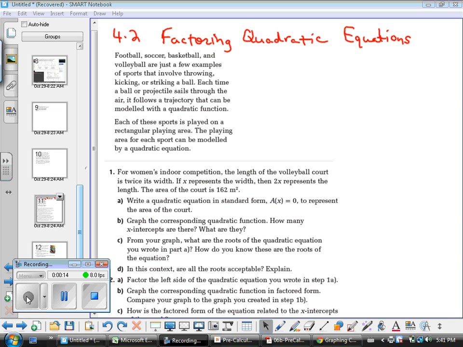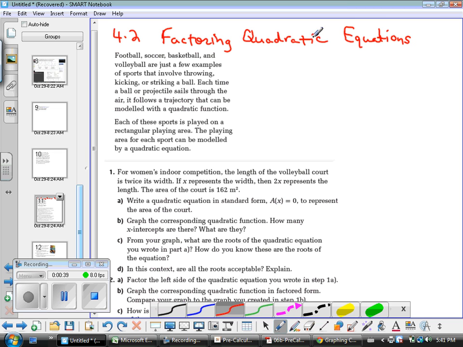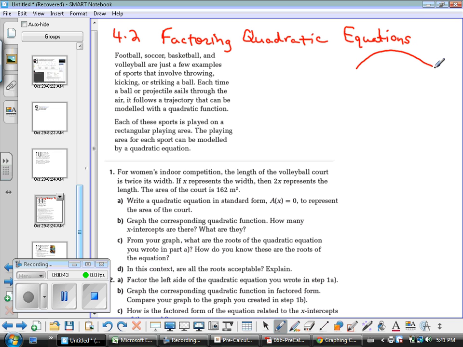You will learn in physics, when you take Physics 30, how common or how useful this kind of motion is. But football, soccer, basketball, and volleyball are just a few examples of sports that involve throwing, kicking, or striking a ball. And each time a ball or a projectile sails through the air, it follows a trajectory that can be modeled with a quadratic equation. It just basically means that anytime you throw something, it's always going to follow basically the same mathematical equation. It's going to make a parabolic shape, and that's just due to the action of gravity.